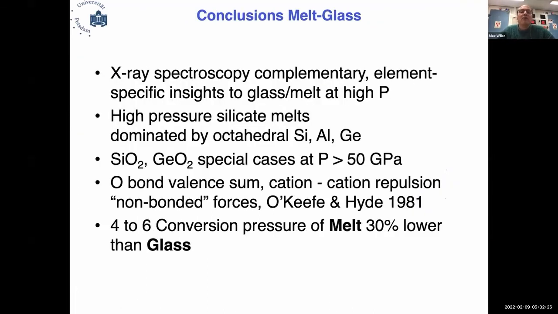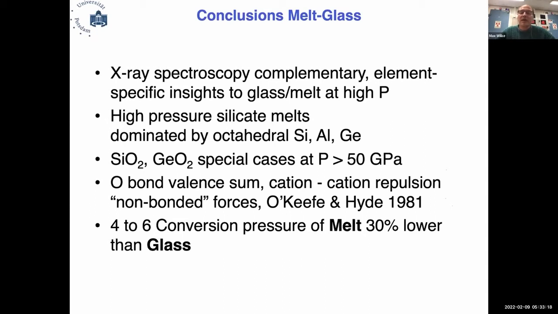So with that, I'm more or less at the end of the first part of the talk, which I just want to conclude a bit with some take-home messages. X-ray spectroscopy, in any way you can do it, is a very complementary tool that provides element-specific insights into glasses and melts at high pressure and even high temperatures. I believe, at least for the conditions that we find on Earth, high pressure silicate melts are dominated by octahedral silicon and aluminium, and if we have germanium present, of course, also germanium. I think silicon oxide and germanium oxide are special cases due to the fact that we have only these highly charged small cations in them.